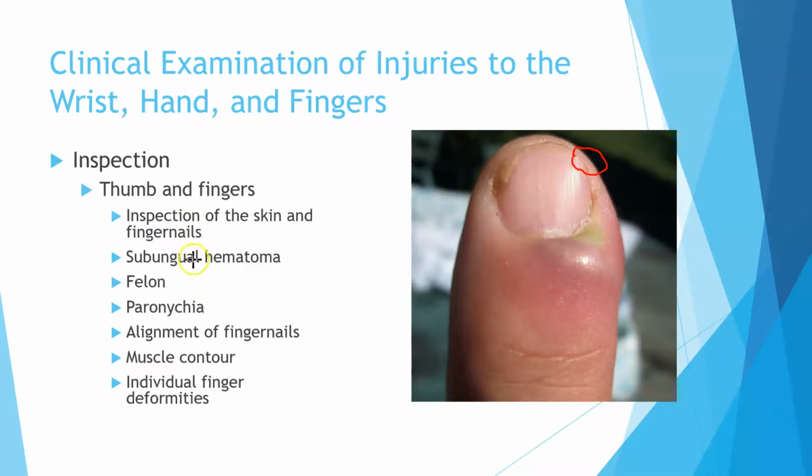Also, when we're looking, there could be the sublingual hematoma. We talked about that with toes, where there might be kind of like a blood blister underneath the nail bed, and we can either use a cauterizer or lance the nail until we alleviate that pressure.